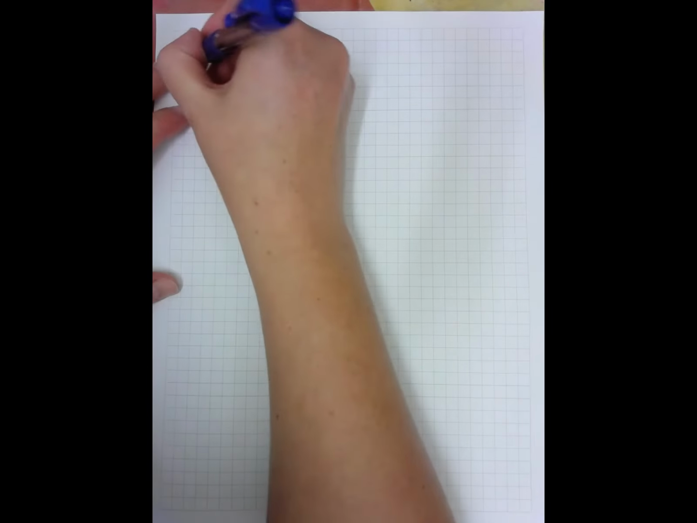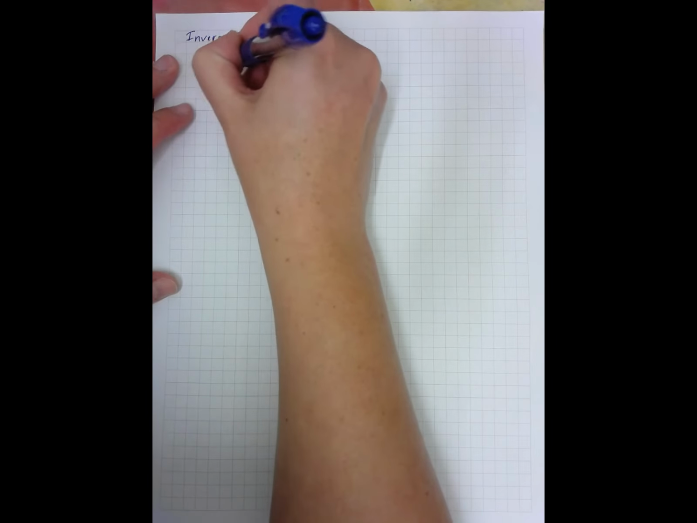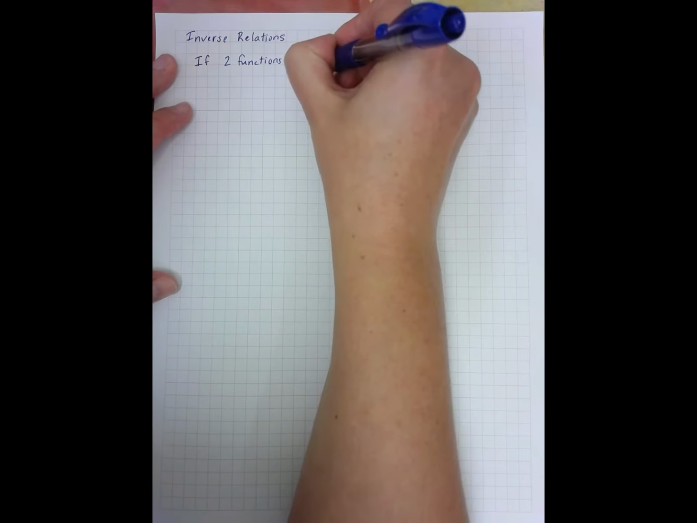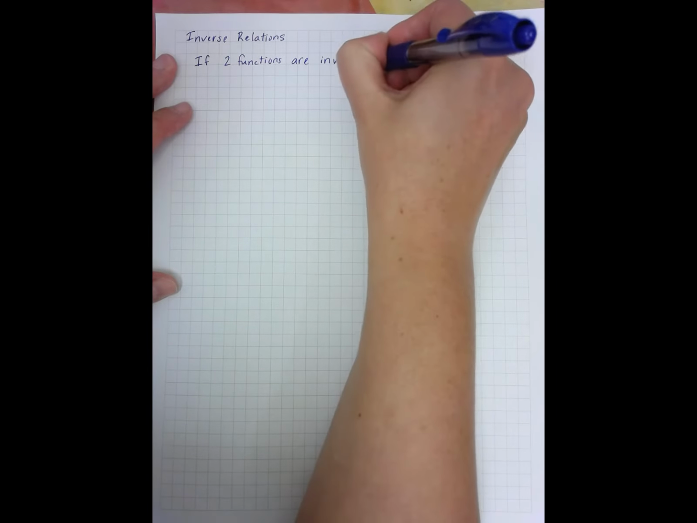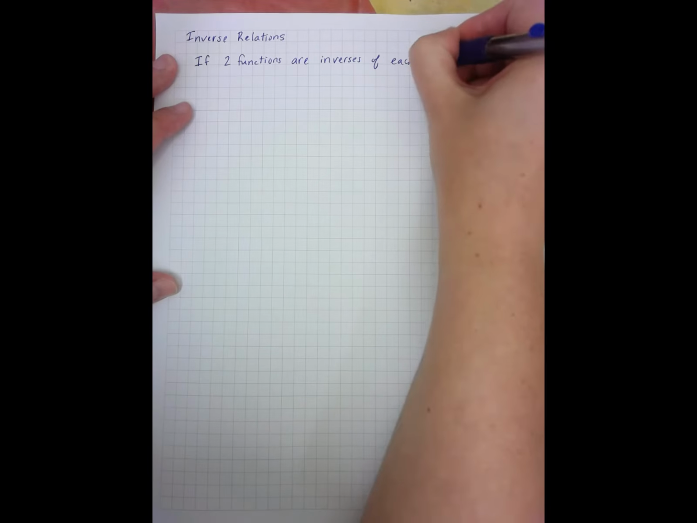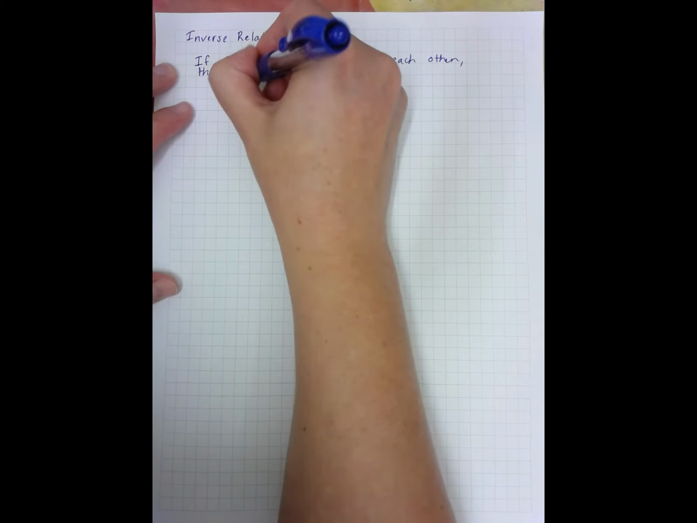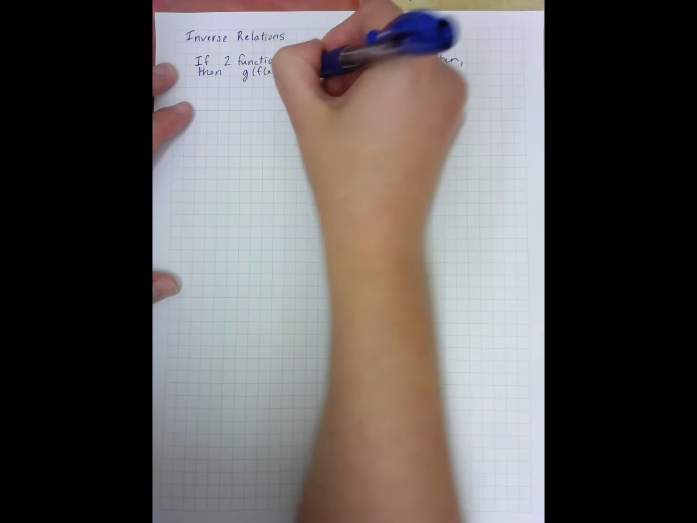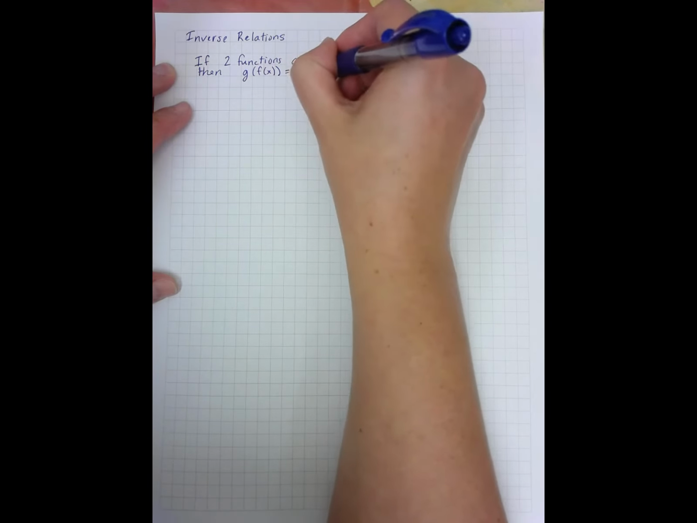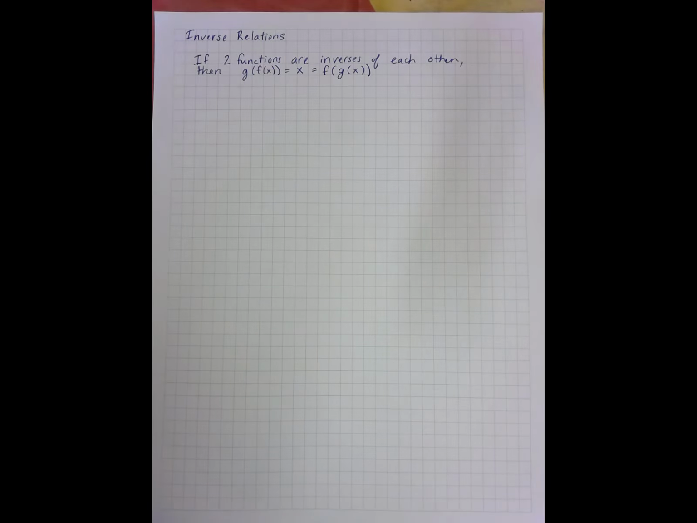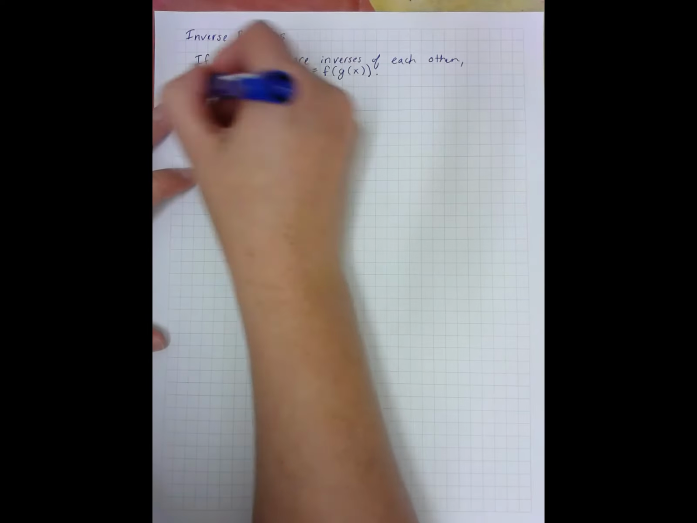So if two functions are inverses of each other, then g of f of x equals x equals f of g of x. So the composition of the two functions going in both directions has to equal x in order for the functions to be inverses. So let's look at an example.